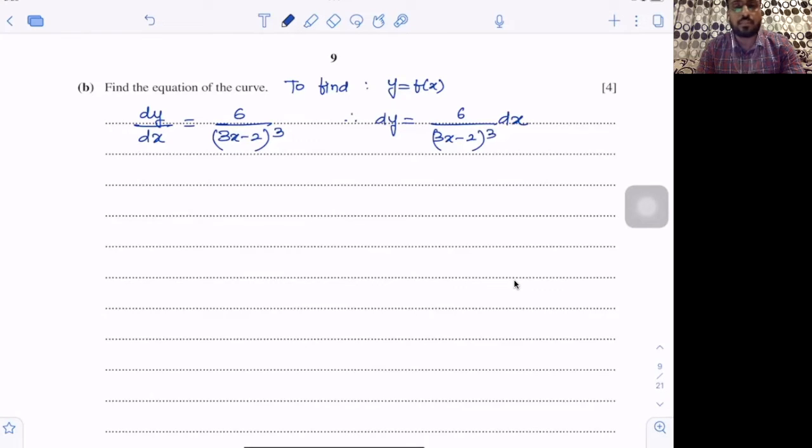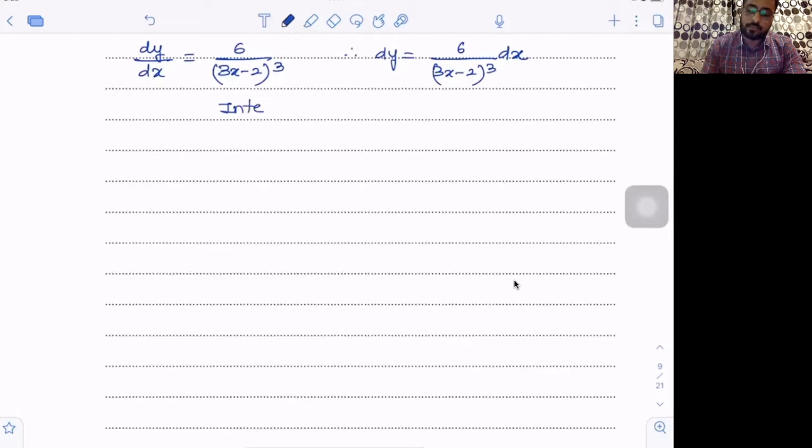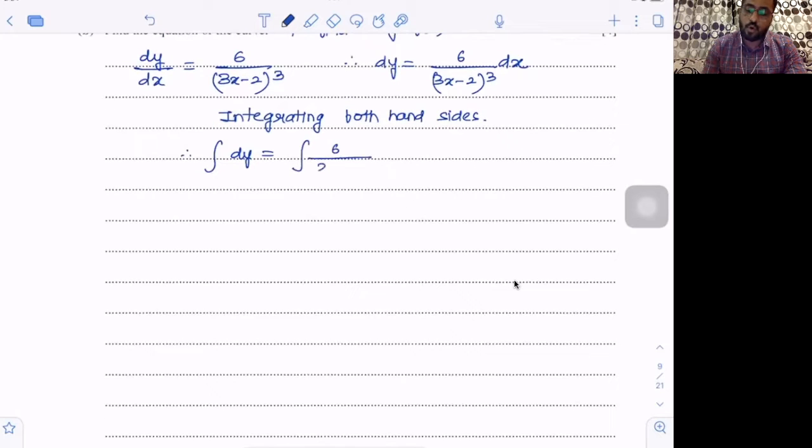Okay. So this concept is basically from integration and something called as a differential equation. So dy upon dx was equal to 6 upon 3x minus 2 the whole cube. I have just transferred the dx on the other side and I'm going to integrate both the sides. Students, I'm going to integrate both the sides. So integrating both hand sides. So if I integrate both the sides, I will be getting integration of dy is equal to integration of, I have 6 upon 3x minus 2 the whole cube and dx.